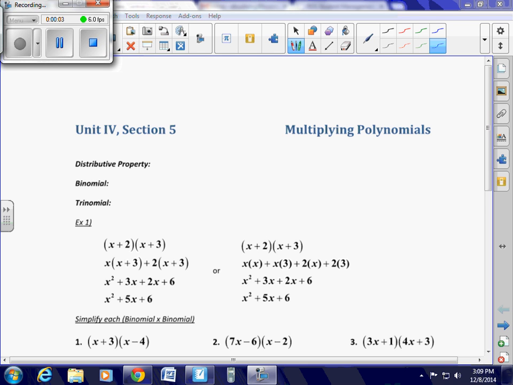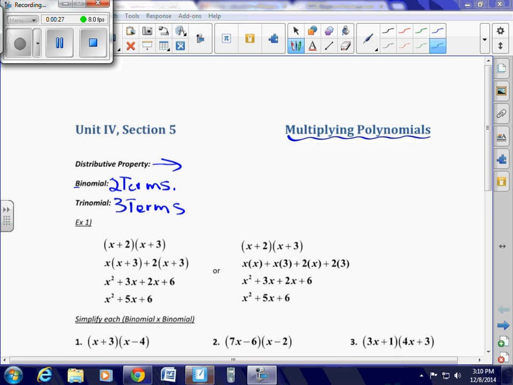Now in section 5 here, though, we're going to be multiplying polynomials together. And what I mean by a polynomial is we're going to be taking maybe a binomial. Well, bi meaning two means that we're going to have two terms here. And a trinomial is one that has three terms. And you understand what the distributive property is. We've been using that a lot.